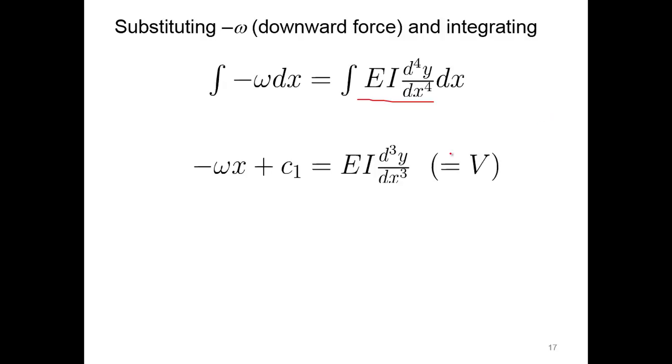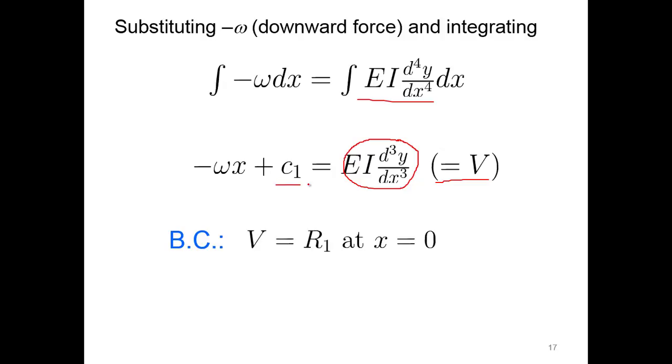If we do this, we come up with the third derivative on the right side, and on the left side we get negative omega x plus C1. This right here is our transverse shear equation, equal to V, which we talked about toward the beginning. Solving for C1, we need a boundary condition: our transverse shear is equal to the reaction force at node 1, which is at x equals 0. Plugging in x equals 0 and V equal to R1, we find that C1 is equal to R1.